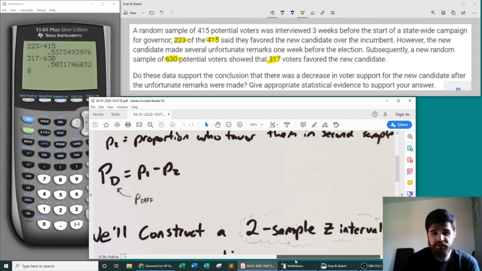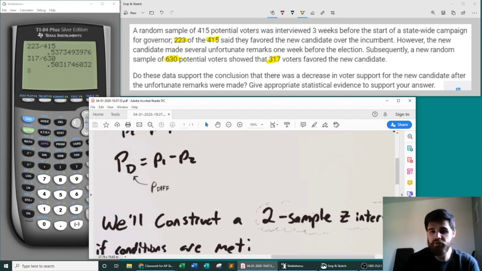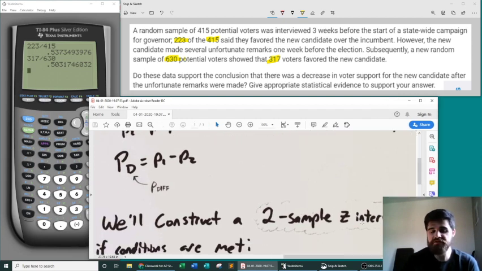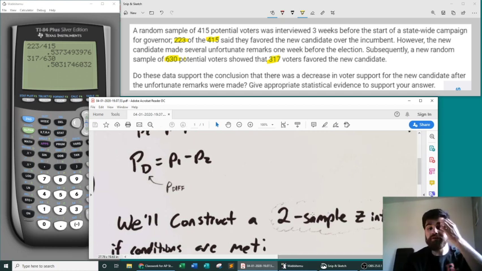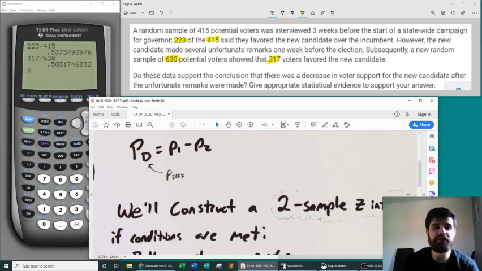Okay, we're going to be doing a 2-sample Z interval. Again, you always want to name your inference method directly. And we're allowed to do that as long as 3 conditions are met. Remind yourself what those 3 conditions are. You should know it from a single sample confidence interval. It's just going to look slightly different.